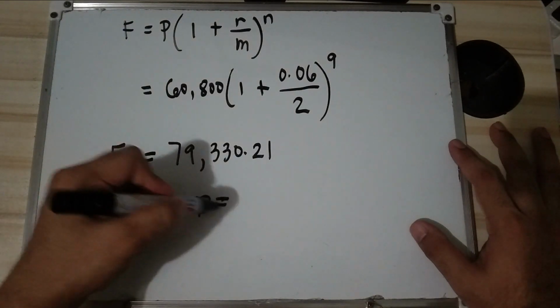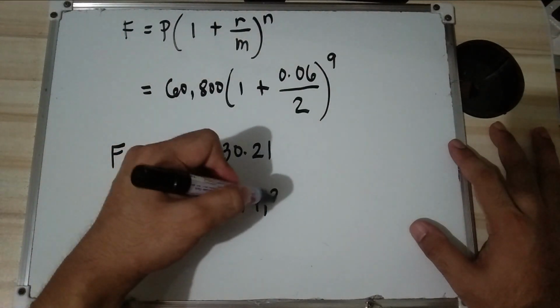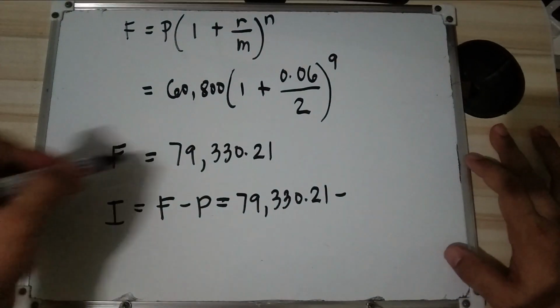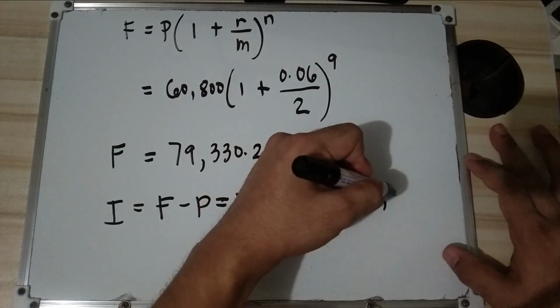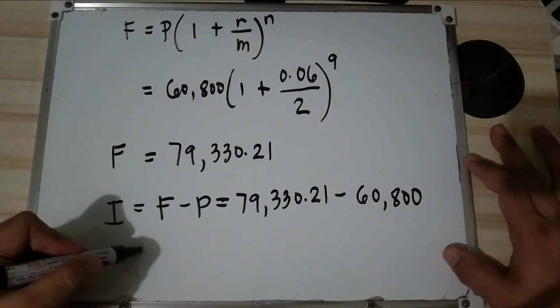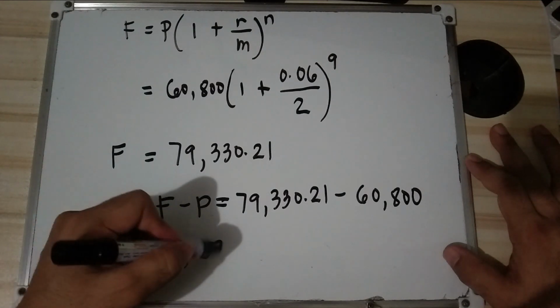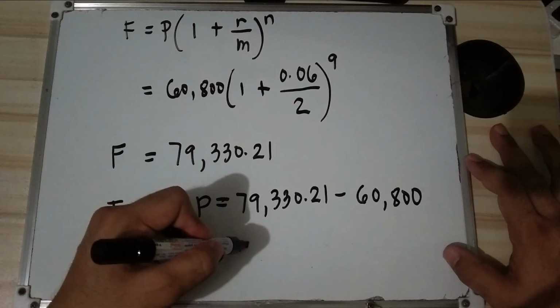Okay, so since hinahanap naman yung compound interest, so I is equal to F minus P. We have 79,330.21 minus principal 60,800. That will be equal to 18,530.21.